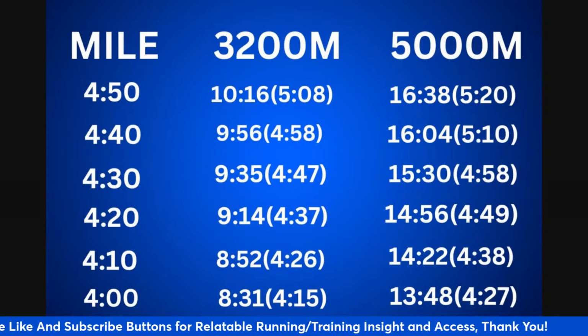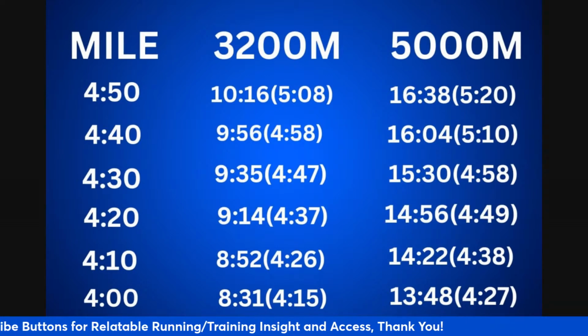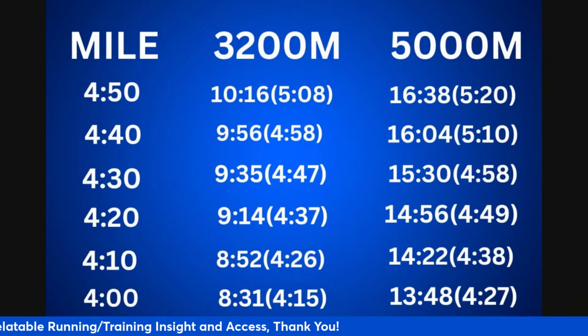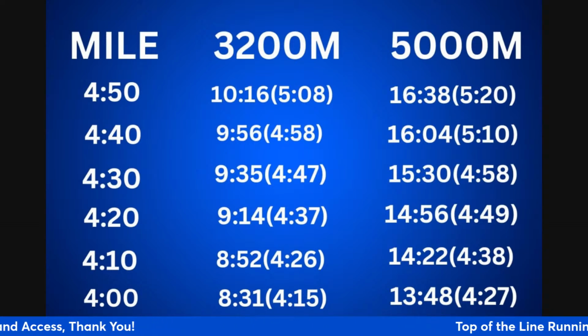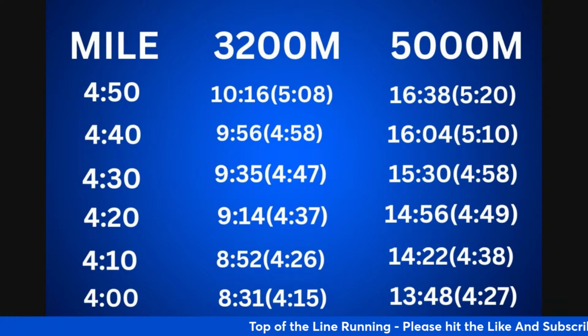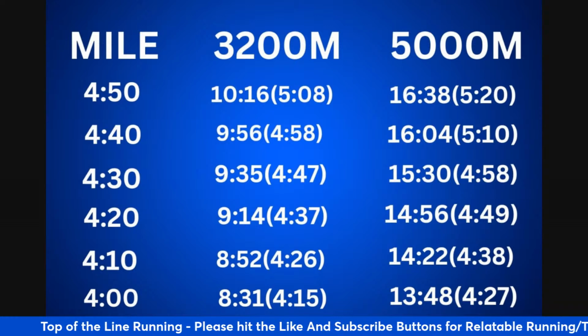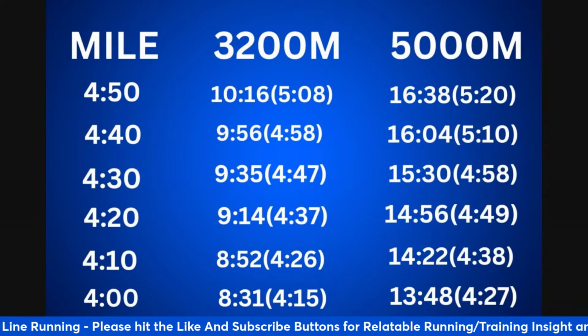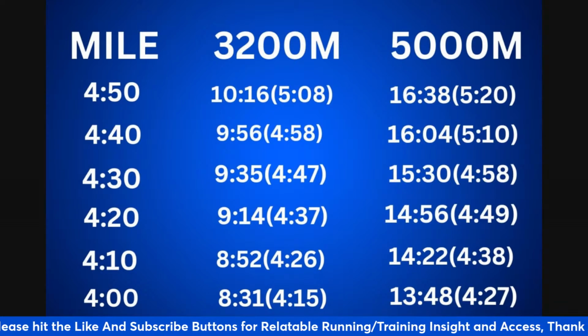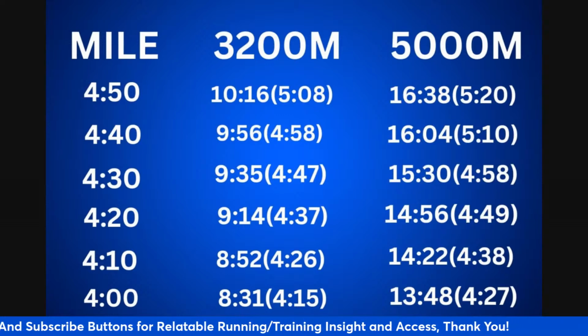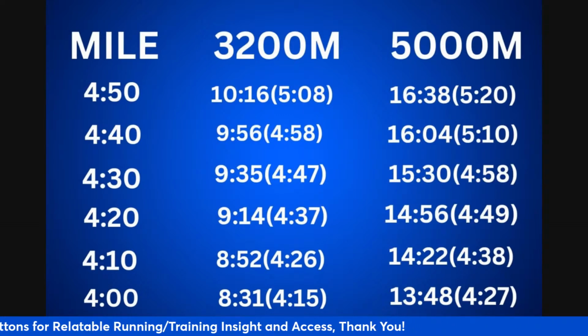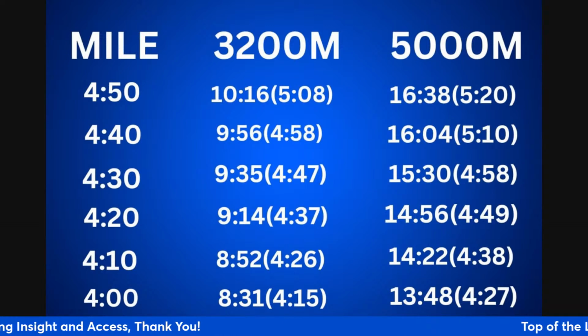If you have 4:20 for the mile, 9:14 for 3,200, 4:37 a mile, and 14:56 for 5K, 4:49 per mile pace. If you have 4:10 per mile, you're at 8:52 for 3,200, 4:26 per mile, or 14:22 for 5K, 4:38 per mile pace. And then at 4 minutes for the mile, you're at 8:31 for 3,200, which is 4:15 a mile, and 13:48 for 5K, which is 4:27 per mile.